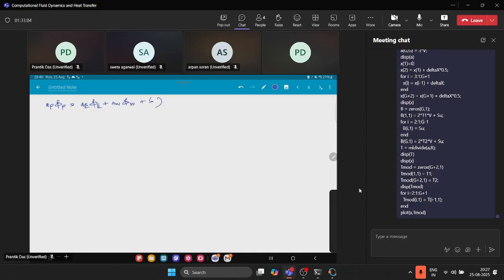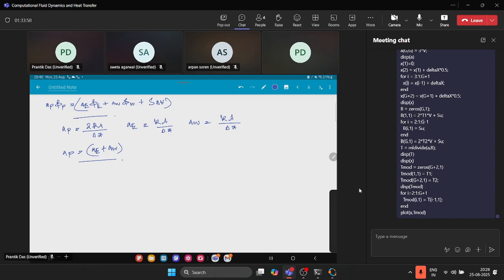Then AE is K by delta X, AW is K by delta X, and there is a source term present there, which is basically your S delta V or a constant source. And AP is basically AE plus AW.